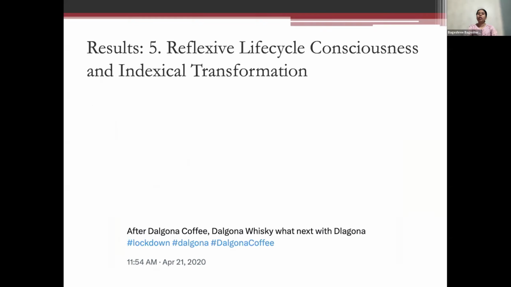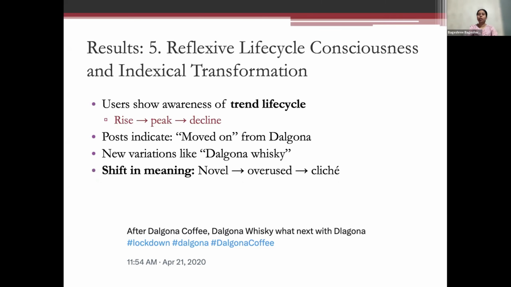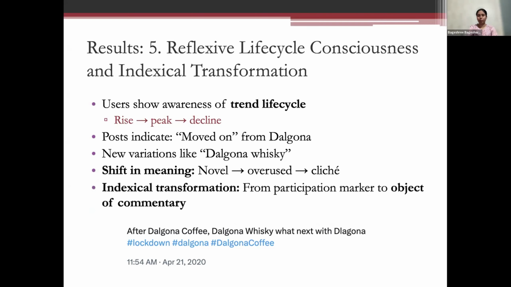The last theme is reflexive life cycle consciousness and indexical transformation. So towards the end, users show awareness of the trend life cycle. They started seeing Dalgona coffee not just as a meme object, but they also started tracking its cycle, from rise to peak to decline. Some posts even indicate that they have moved on from Dalgona. Some even tried to anticipate new variations like Dalgona whiskey. So there has been a shift in meaning from novel to overused to later on cliche. So we can see an indexical transformation here from participation marker to object of commentary.